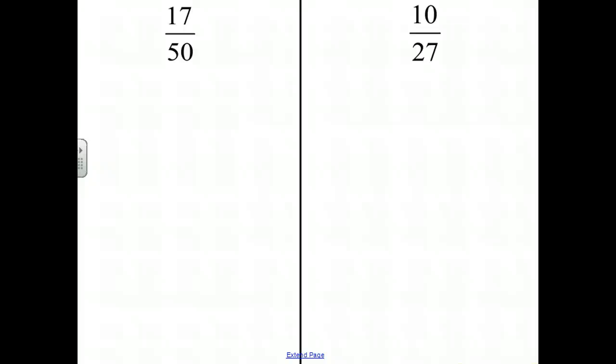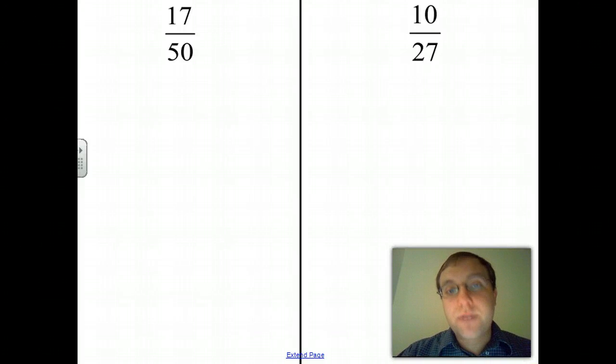There are 2 pages of these, so these are the first 2 problems. Go ahead and do these divisions. Convert these fractions to decimals and try to identify: is it a repeating decimal or a terminating decimal? Represent it as correctly as possible, either by ending it or by using the repeating bar.